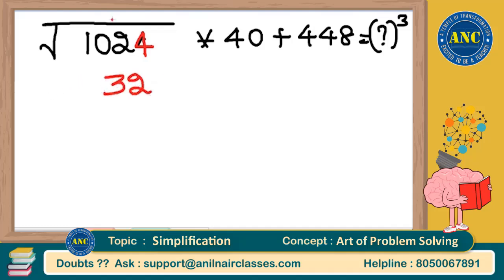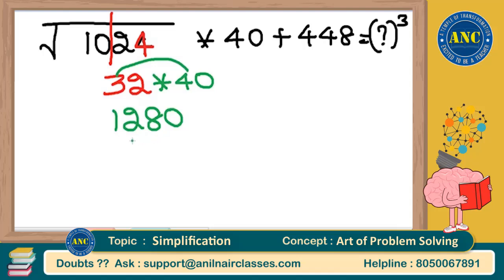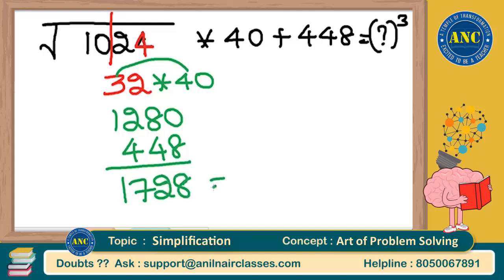How to find the square root? Take a group of 2 digits, all those things I already taught you in my first class of simplification. Within a second you can tell it as 32 into 40, 32 into 4 is 128, followed by 0, plus 448, you will be ending up with 1728, right? 1728. This is question mark cube.